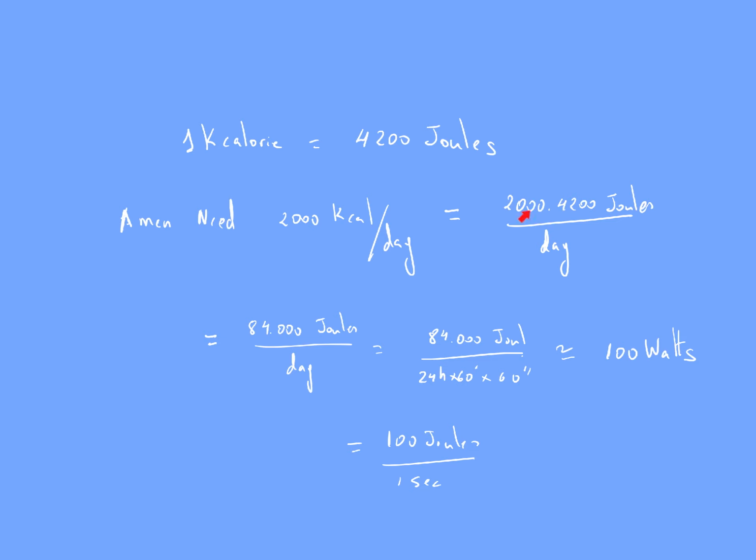So that means that you need 2,000 times 4,200 joules. So this multiplication will be in joules. So you need this amount of joules per day. So you need 84,000 joules per day to survive. So you need per second, because one day is 24 hours, 1 hour is 60 minutes, 1 minute is 60 seconds. Your power is the energy that you consume, delivered to you, divided by the time.